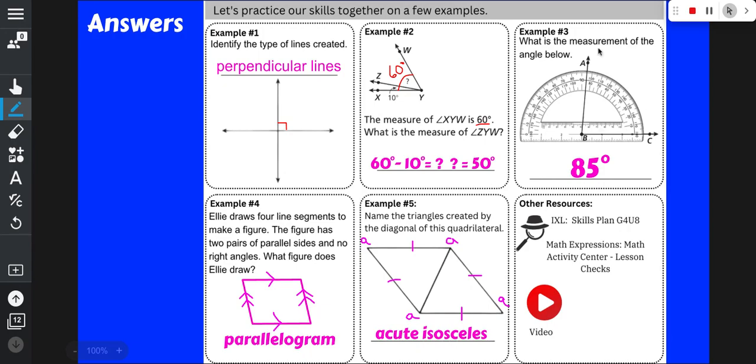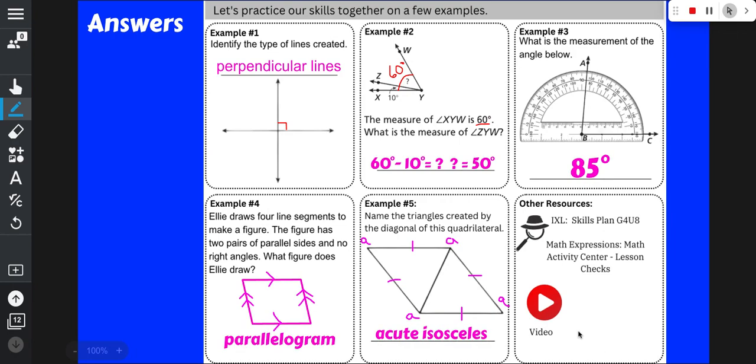The protractor was already put on for us. The 0 is pointing at the bottom scale, so we're going to go up the bottom scale for the next one. We hit 80. We're not quite to 90. If we count the little tick marks, we got to 5, so we're at 85 degrees. We can also say this is an acute angle, so that measurement makes sense.